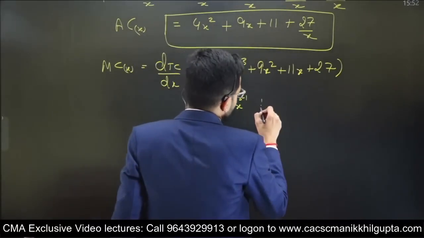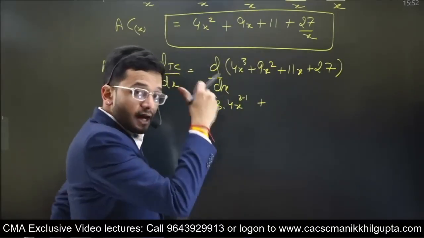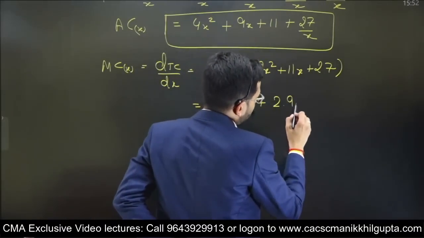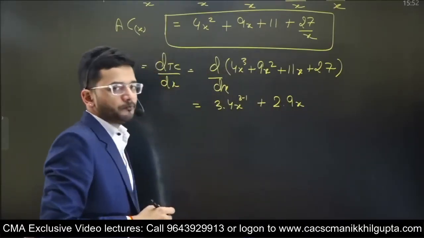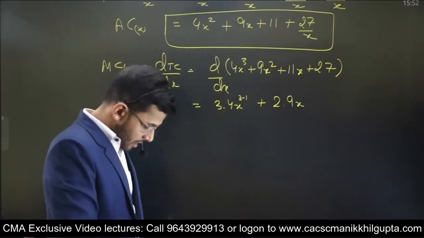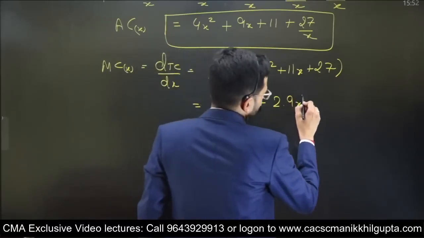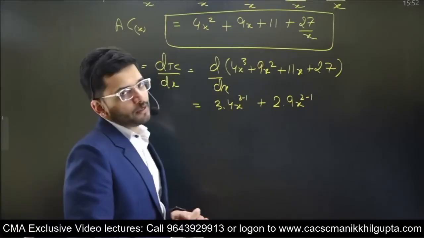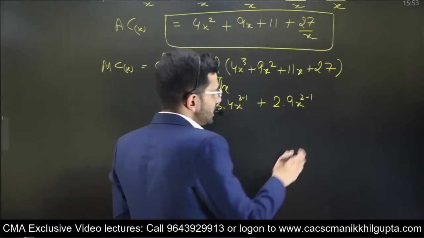Okay, next 9x square. How to differentiate 9x square with respect to x? You multiply the power with the digit, so 2 multiplied by 9x. Now whatever is in the power, you reduce it by 1. Okay, next one is 11x.